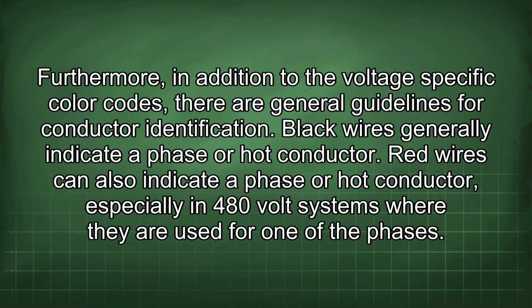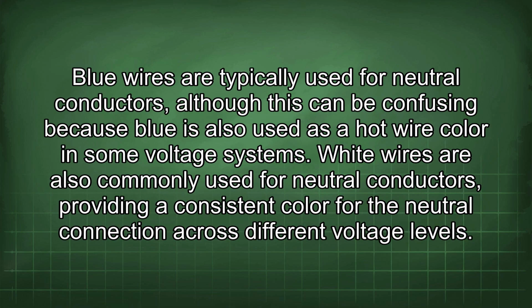Furthermore, in addition to the voltage-specific color codes, there are general guidelines for conductor identification. Black wires generally indicate a phase or hot conductor. Red wires can also indicate a phase or hot conductor, especially in 480-volt systems where they are used for one of the phases. Blue wires are typically used for neutral conductors, although this can be confusing because blue is also used as a hot wire color in some voltage systems.